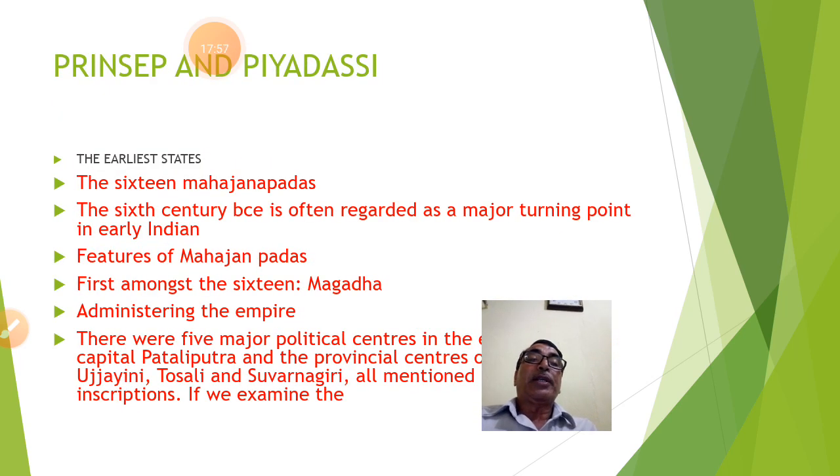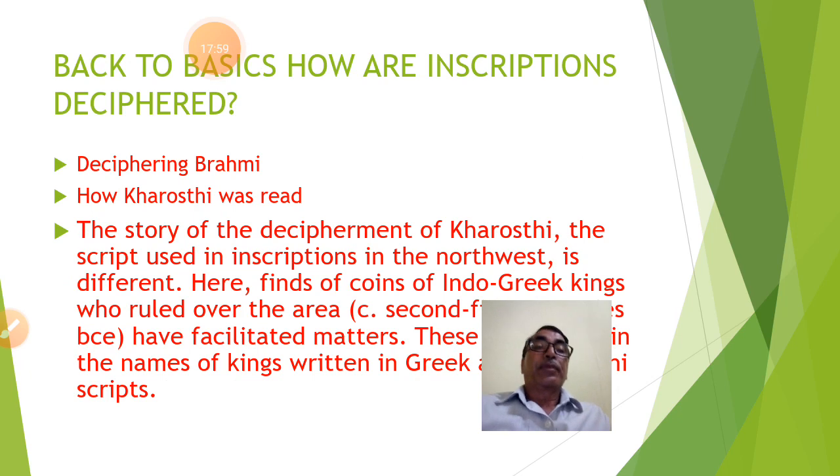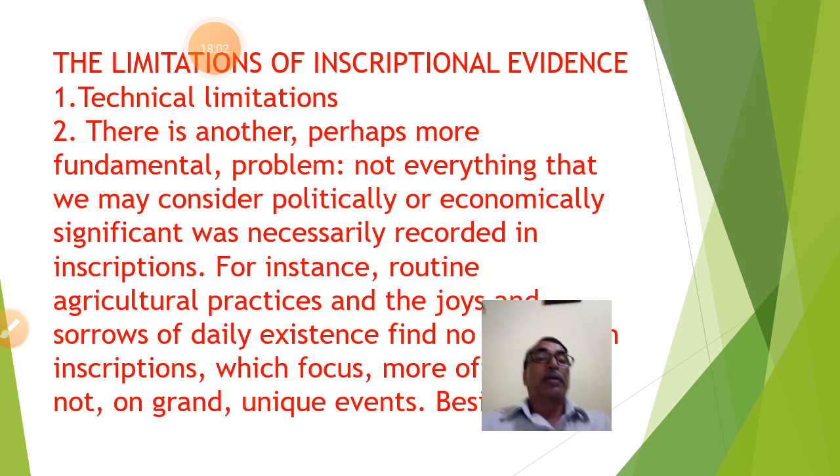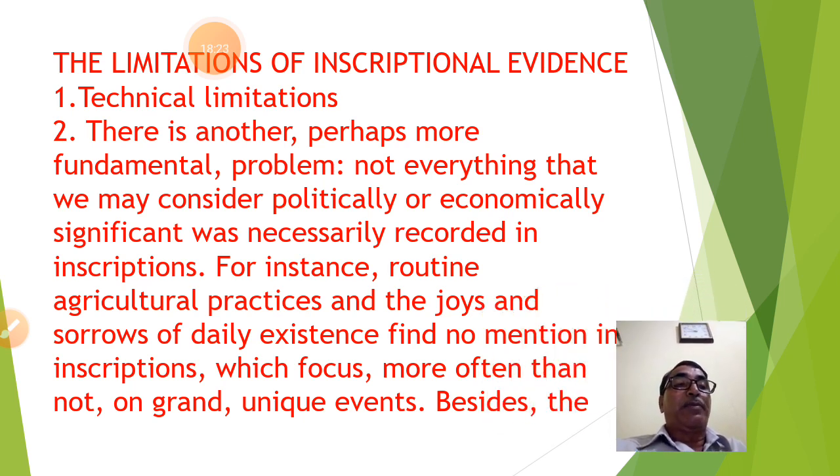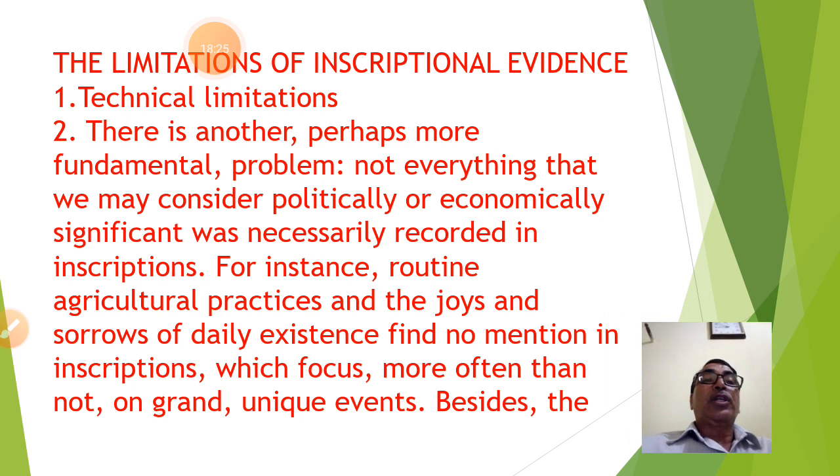One important aspect is the limitations of inscriptional evidence. You see, inscription is one of the good forms of evidence on which history is written. And under 8 mark questions, sometimes this question is asked: write down the limitations of inscriptional evidence, which is a very important aspect of this chapter.